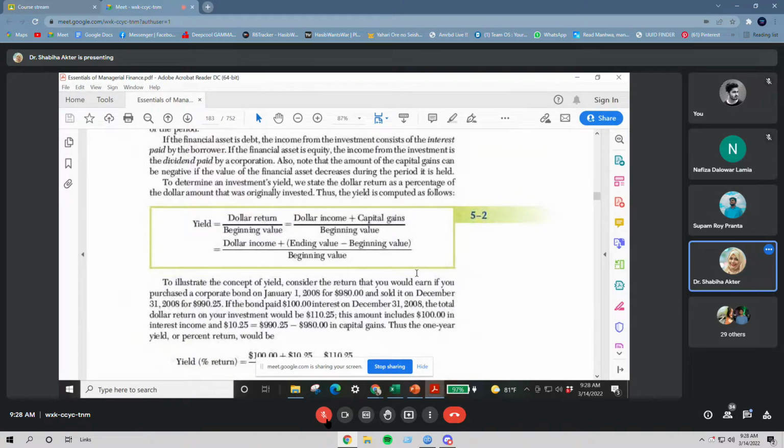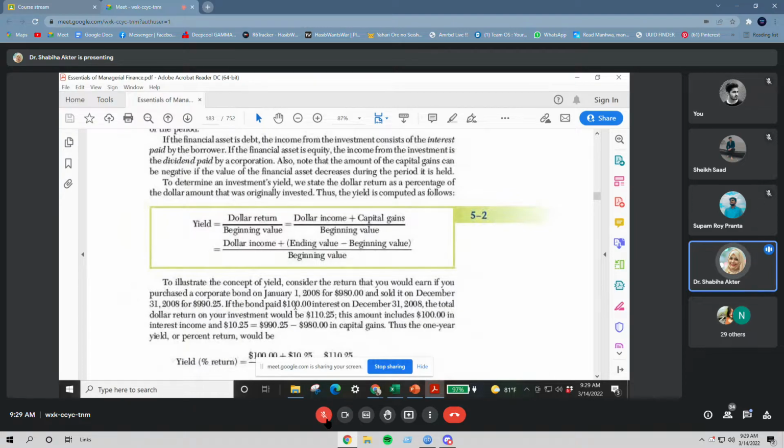Yes, ma'am. Okay. So here, the same example we can use. The date and everything same. This is January 1st, 2008, you're purchasing the corporate bond for 980. This will be same, but the selling value will become 960. Can you please write it down? The purchasing amount is 980. The selling value is 960.